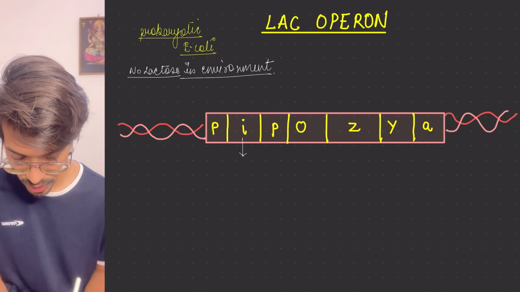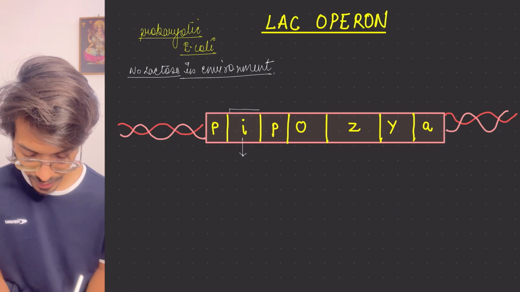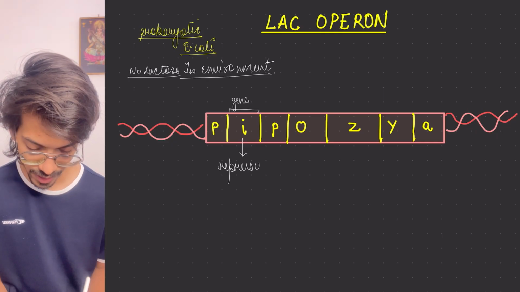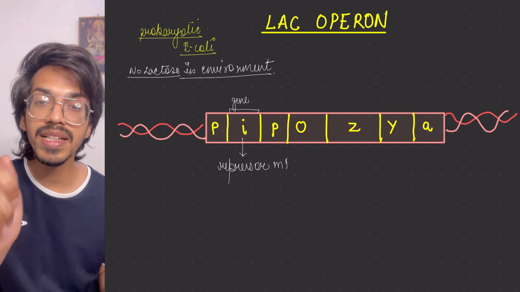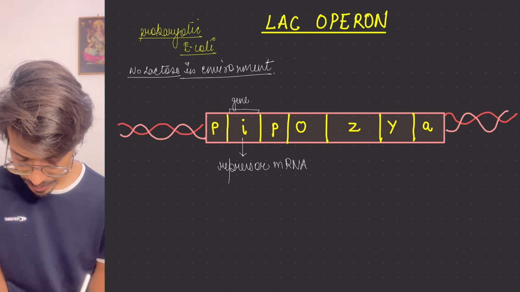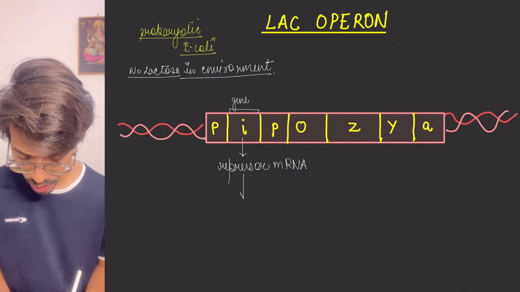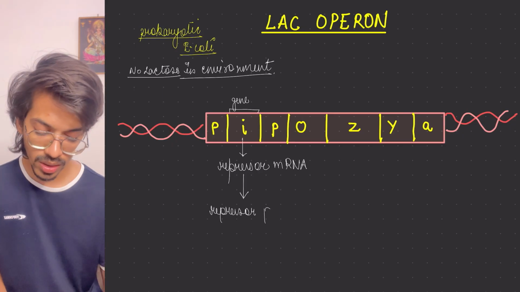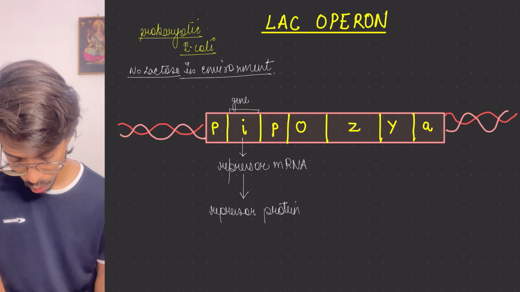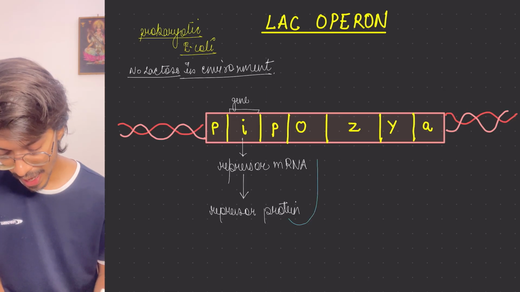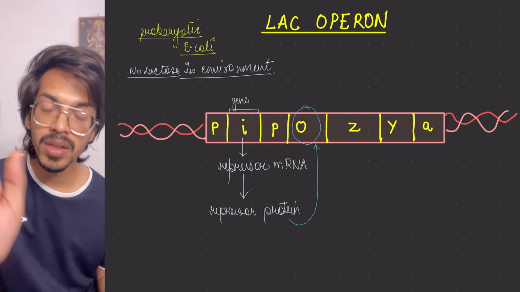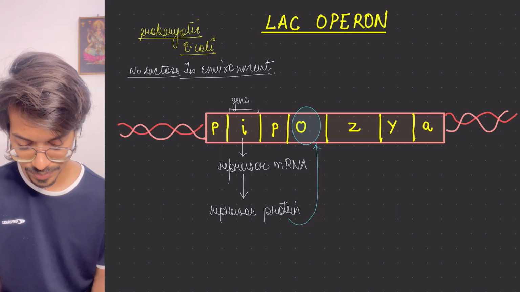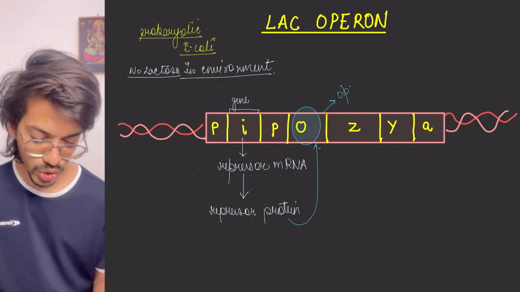Because this is a part of DNA, it is making a repressor mRNA. Now the mRNA will translate into proteins. So it will form a repressor protein. Now if the protein is formed, it will do certain work. What work will it do? This protein will go and bind with this. And as it binds with it, it will stop any work, because this is the operator. So the operator is switched off.